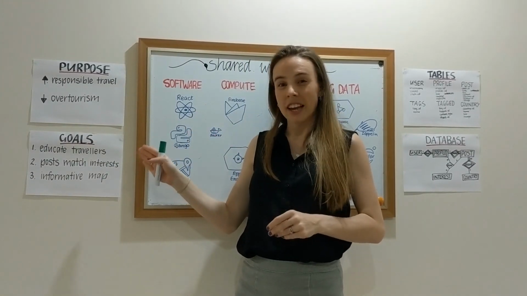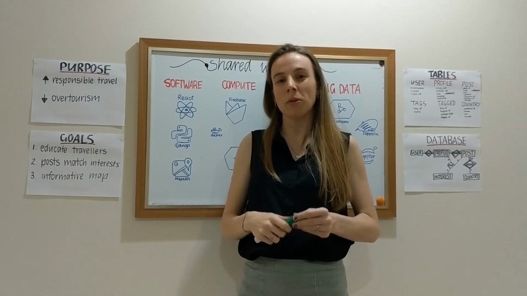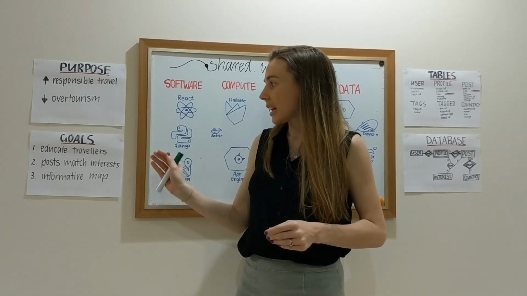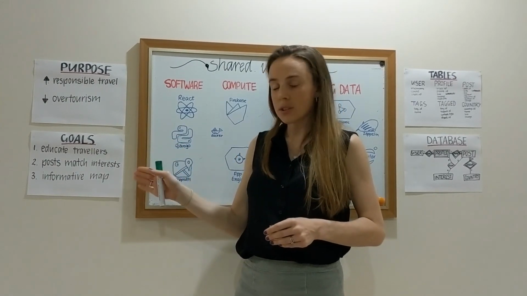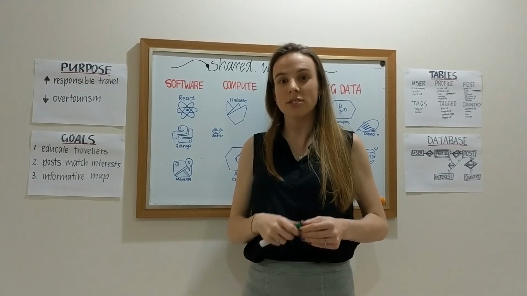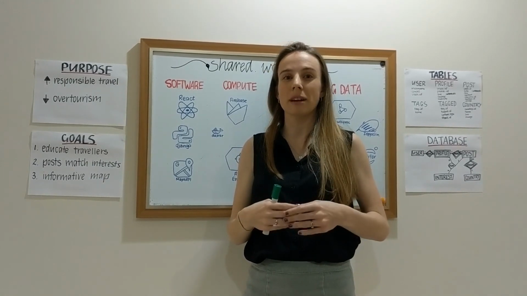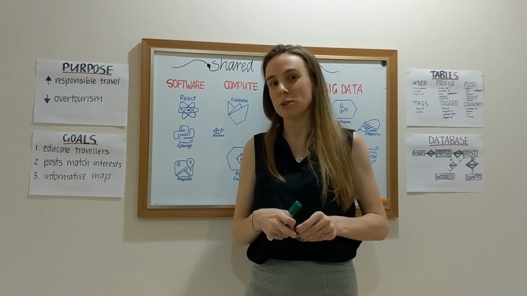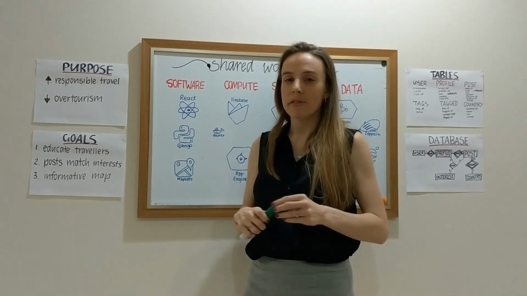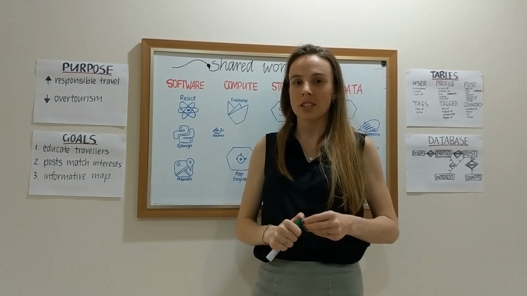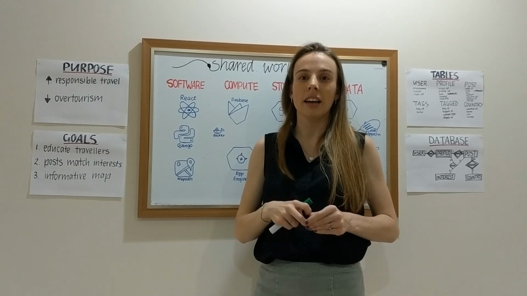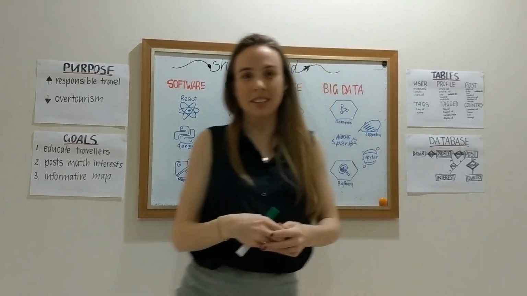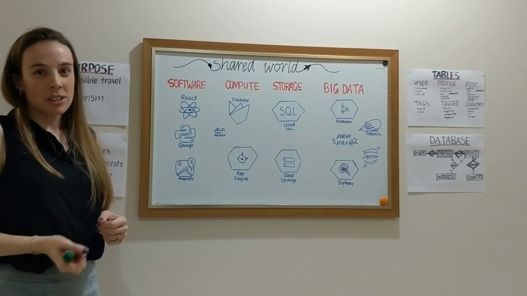The first is to educate travelers by having a one-stop shop of travel blogs. The second is to list posts that match the user's interests so that they're actually looking at information that's relevant to them and not just the most popular. And the third was to have an informative map to help travelers make decisions based on places that perhaps need more visitors. So how is this going to be achieved?